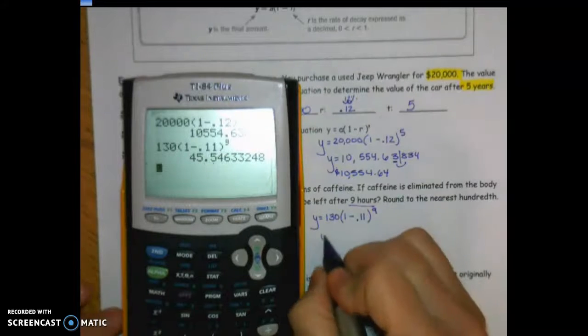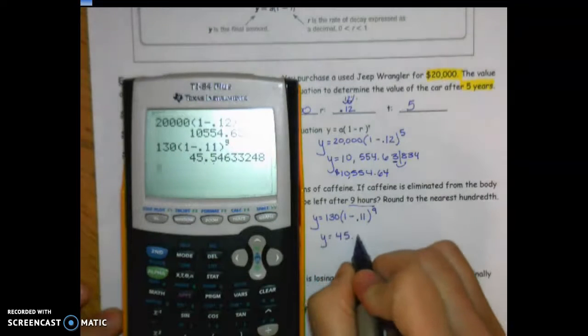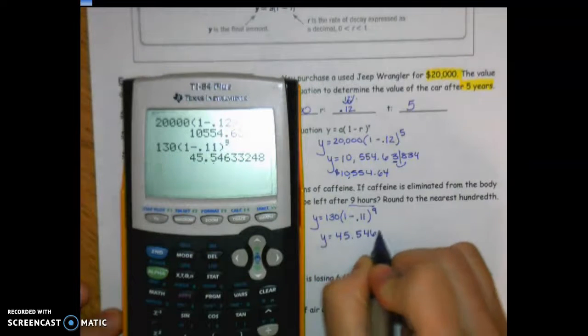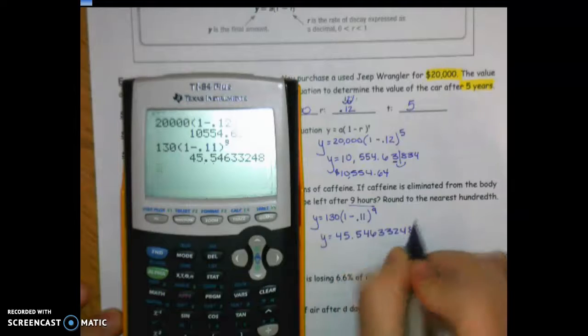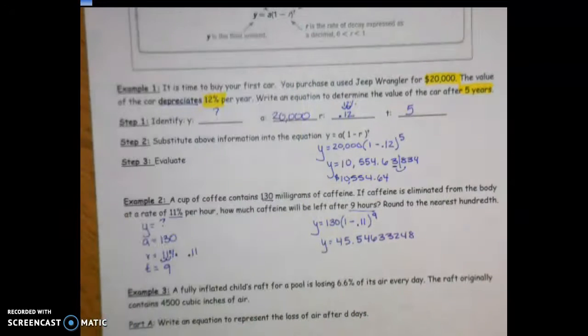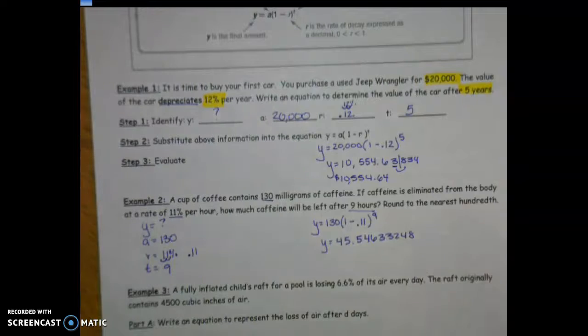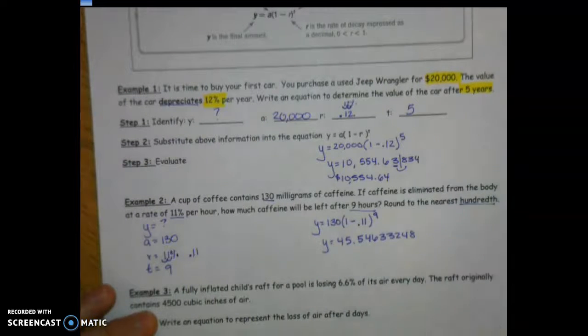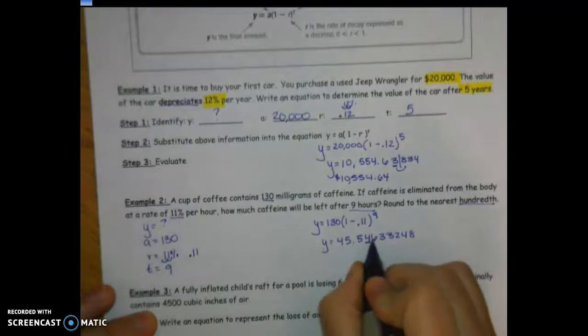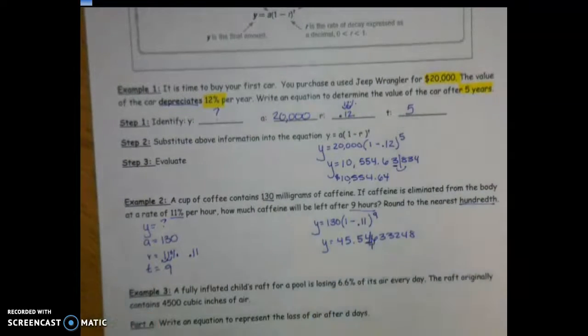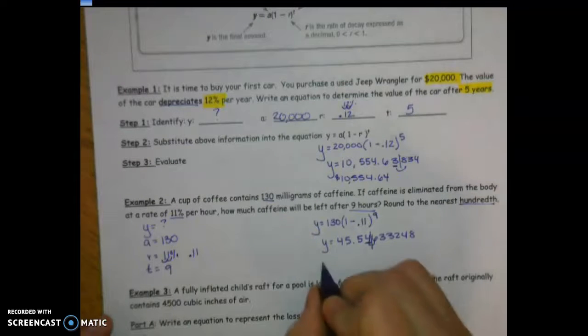Okay. Again, you can simplify or just plug that right into your calculator. And I get 45.5463328. Now this is not money, so they should tell me what to round to. And it says to the nearest hundredth. So that's 2 places after your decimal right here. Look to the right, and it says round up.